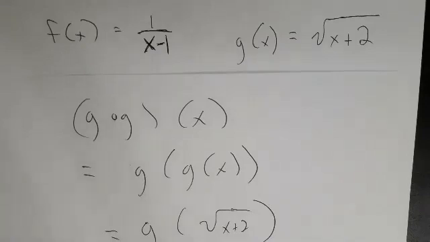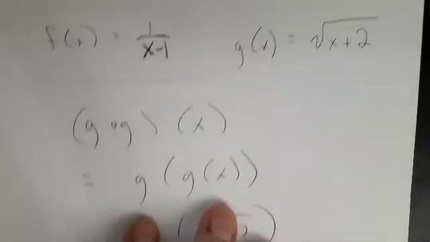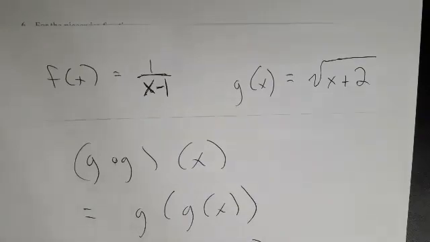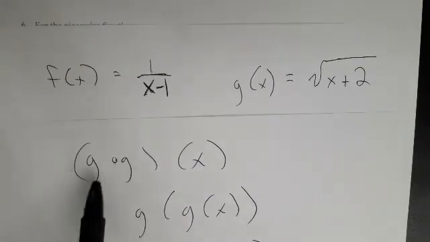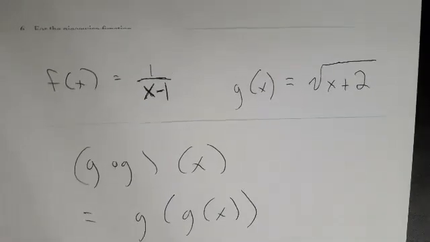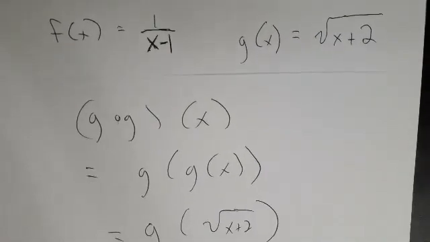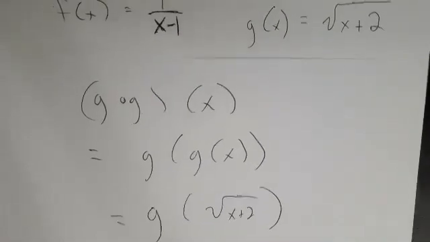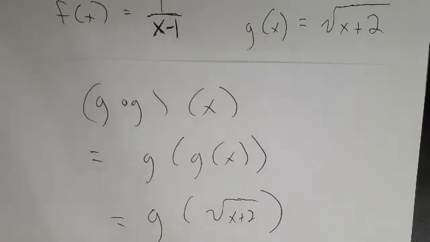G of g of x. Okay. G of g of x is g of g of x. We drop the composition symbol and we start throwing in a bunch of parentheses in the other direction, basically, right? I look from the inside out. I look on the inside. I see my g of x. I can plug in square root of x plus 2.